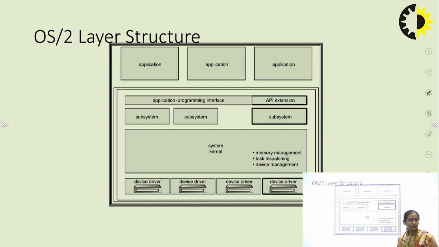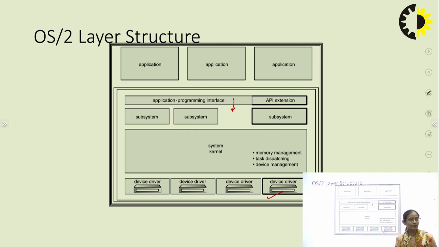OS/2 follows this layered structure. Here we have the hardware, that is your device drivers, various device drivers are there. Here we have the system kernel, and in the system kernel we have the support for memory management, task dispatching, device management. Above that we have various subsystems, and these services can be availed with the help of API, that is application programming interface.